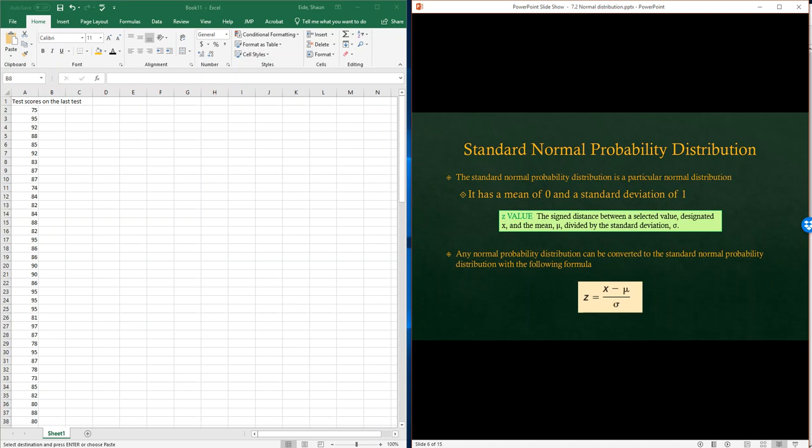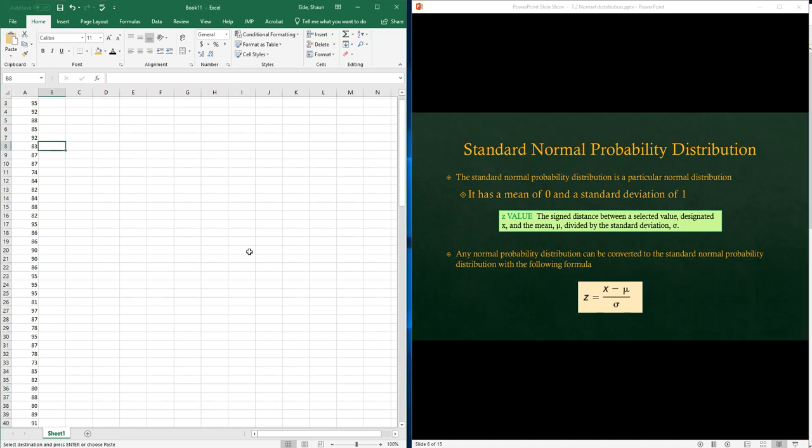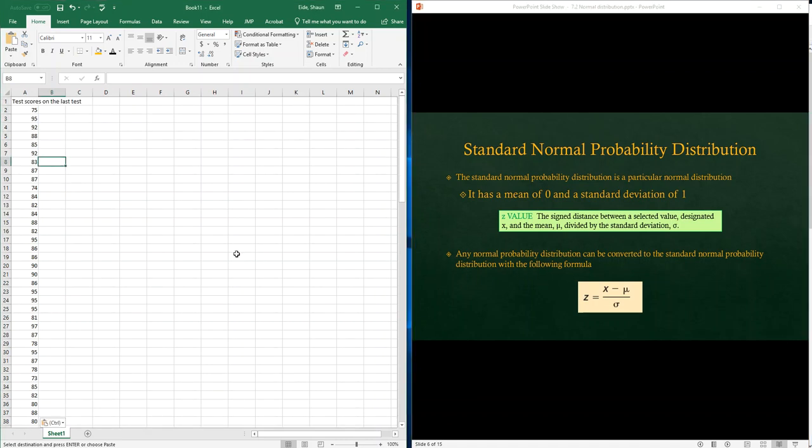It has a mean of 0 and a standard deviation of 1. Okay, so in order to calculate a z-value, you are essentially calculating how many standard deviations your value is from the mean. The first step in order to calculate the standard deviation is you need to calculate the mean.